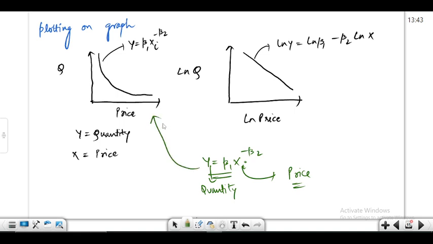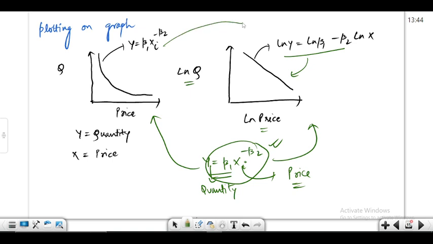This is the normal pictorial representation of the equation, and if I take the log of this equation and then plot it on a graph, I'll get a straight line. This is your log of quantity on the y axis and this is your log of price on the x axis, and this is the straight line equation that you get by plotting the log of this equation. This is the logarithmic transformation and this is the change that you see. From a downward sloping graph you get a straight line which is also downward sloping.